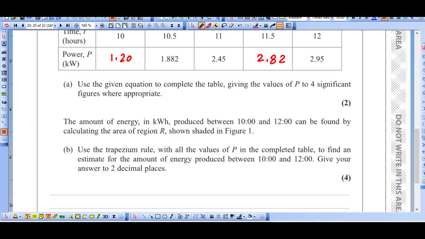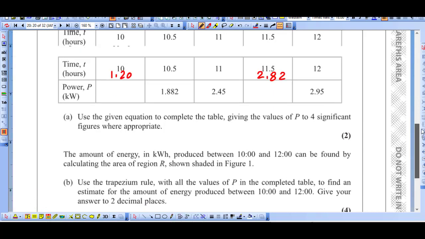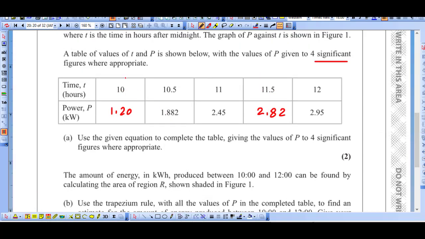Now the amount of energy in kilowatt hours produced between 10 and 12 can be found by calculating the area of the region R shown shaded in the figure. Use the trapezium rule with the values of V in the completed table to find an estimate for the amount of energy produced from 10 to 12, giving the answer to 2 decimal places. For the trapezium rule, we need to find H. Between here and here is 0.5, and here to here 0.5, so H is equal to 0.5.